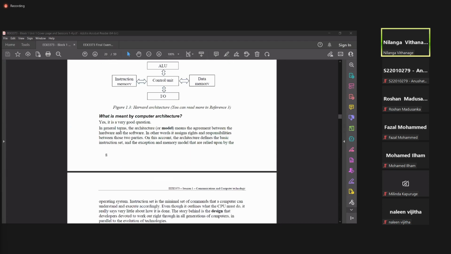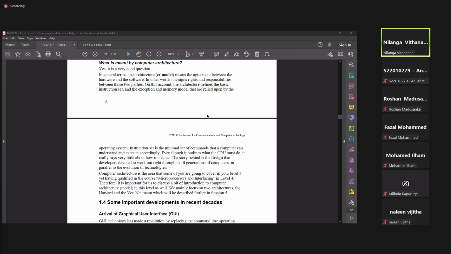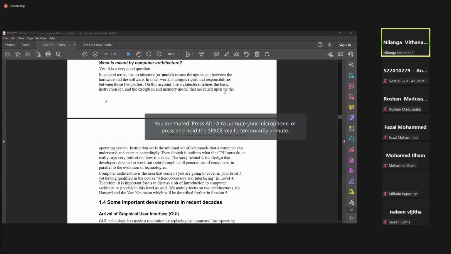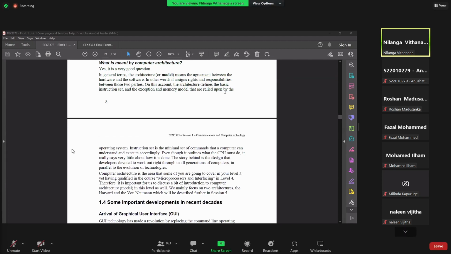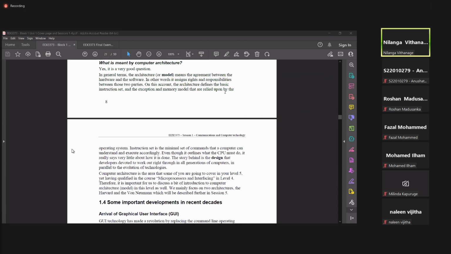Especially this, what is meant by computer architecture. These are really common things. You have to understand what is computer architecture. If you are studying computer architecture in secondary school, we talk about computer architectures: what the different types of computer architectures are, and what things are available in computer architecture, and everything we are discussing. Before that, you need to know what is computer architecture.